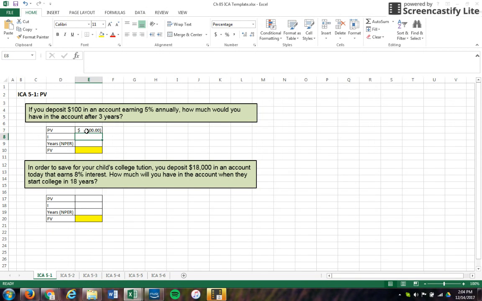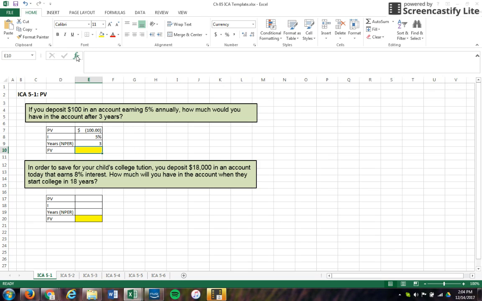The reason it's negative is because we are going to view this problem as money coming out of our pocket. So a negative cash flow means money that's coming out of our pocket, and a positive cash flow means money that's coming back in. So if we deposit this $100 into the bank, that means it's going to be coming out of our pocket. The interest rate that we're looking at is 5% annually, so we're going to plug in 5%. And for the number of periods, we're going to have it in there for 3 years. 3 is our NPER.